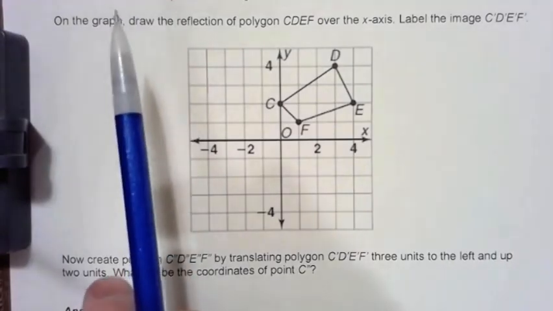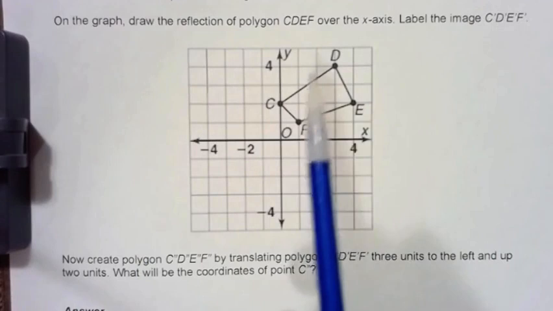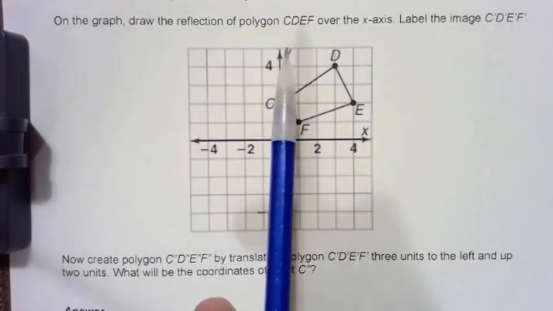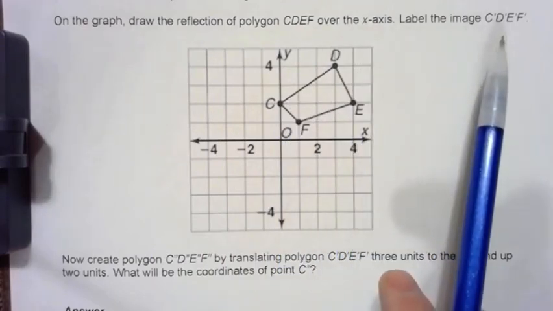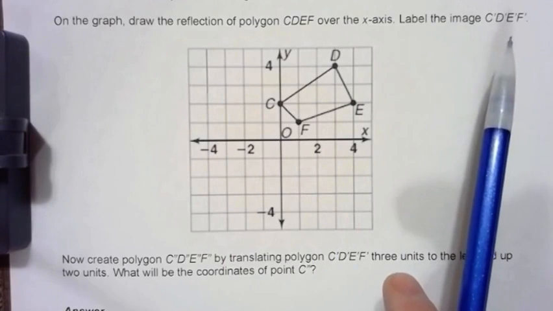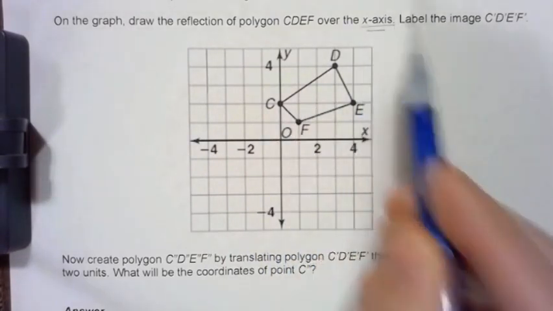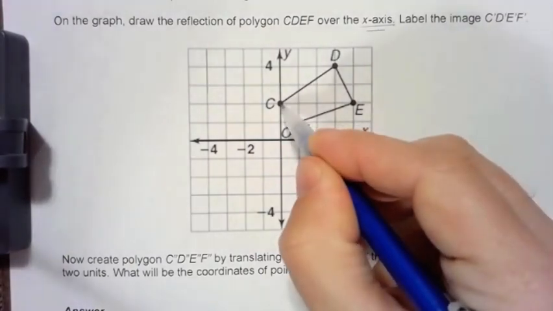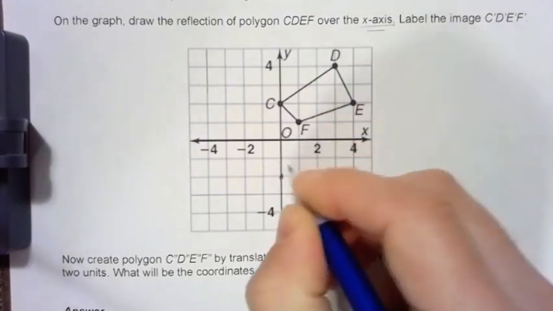In our next example, we have quadrilateral CDEF. We see it plotted right here on our graph. And we are going to draw the reflection of CDEF over the x-axis and label it C prime, D prime, E prime, F prime. Okay, so again, all of these points we're going to reflect over the x-axis. So let's start with point C. C is 2 units above the x-axis, so C prime is going to be 2 units below the x-axis.